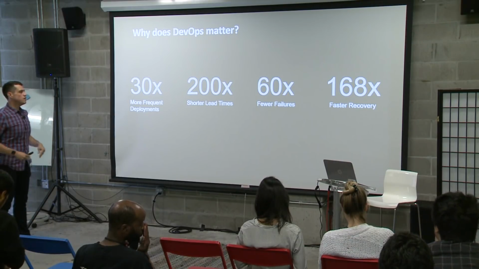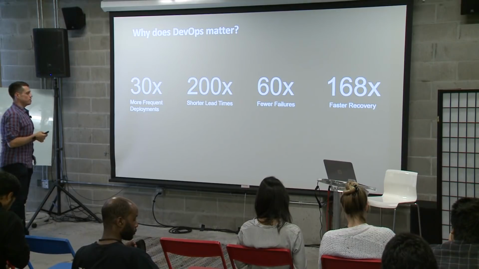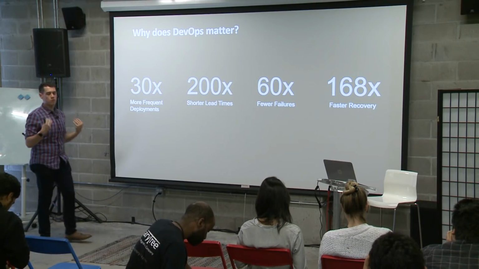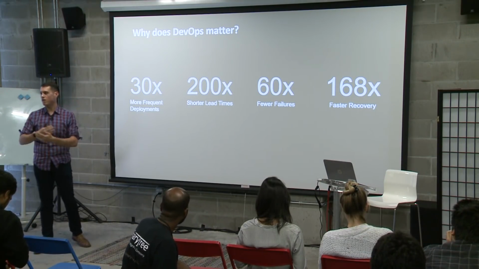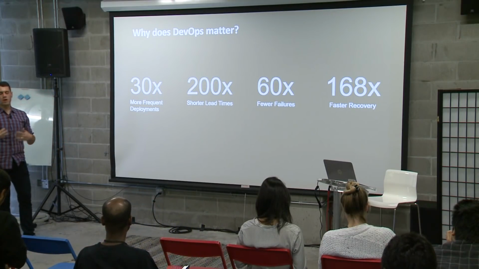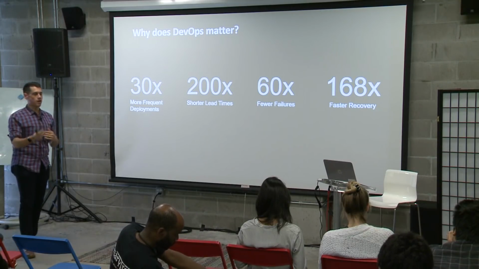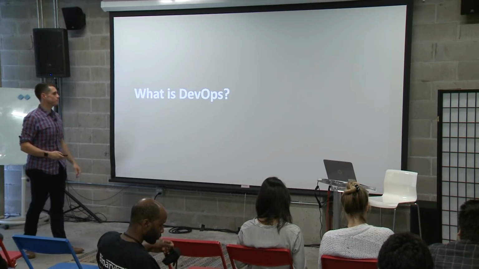So these are tangible benefits that people in our industry are seeing from adopting DevOps practices, like getting software in front of customers more quickly, which is what it's all about, and having fewer failures due to automation, and then when something fails, being able to detect that failure and recover much more quickly.